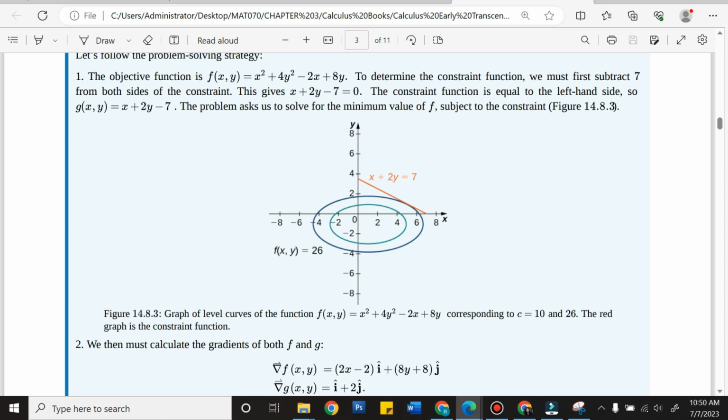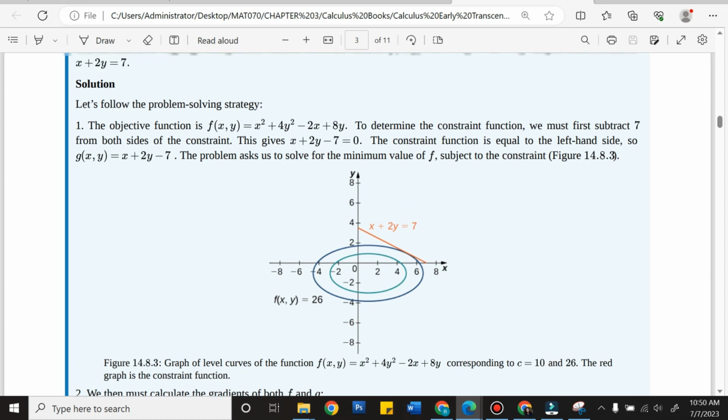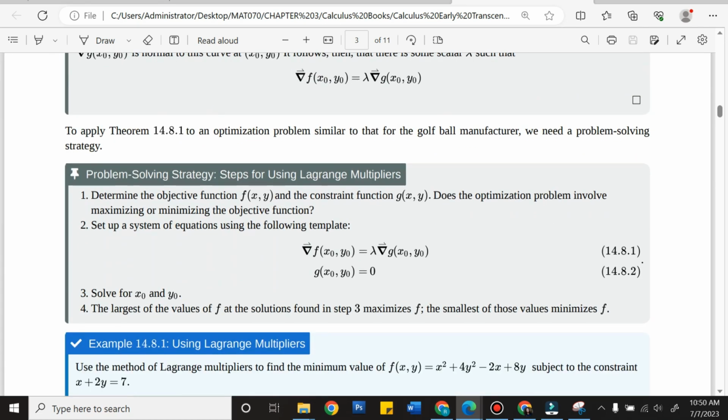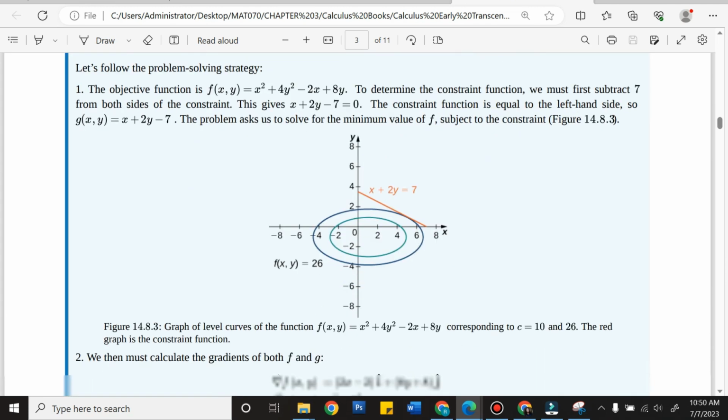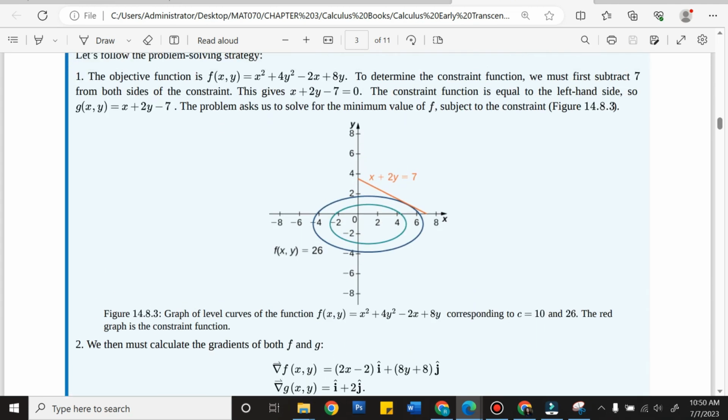So, we transpose it. And after you transpose, you will have x plus 2y minus 7 equals 0. So, this is what the definition says, that g of x sub o, y sub o is equal to 0. So this is for the minimum and maximum.